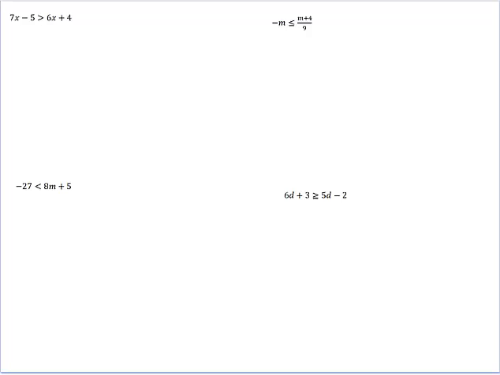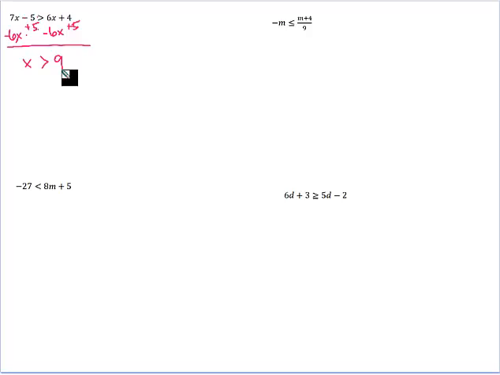So isolate the variables. So we want to subtract the 6x to get those on the same side. We're in Algebra 2, so we can do two steps at once. We're going to add the 5 to both sides as well. 7x minus 6x is x. Negative 5 plus 5 is gone. Greater than, 6x's are gone. 4 plus 5 is 9. So we have x is greater than 9.